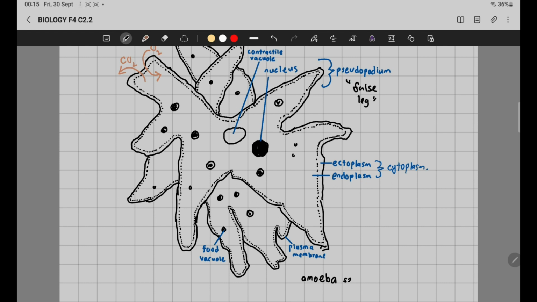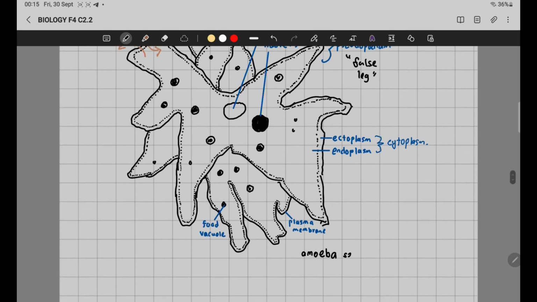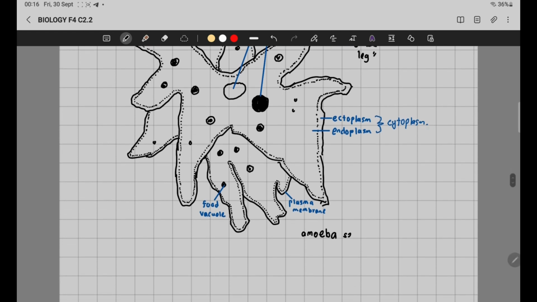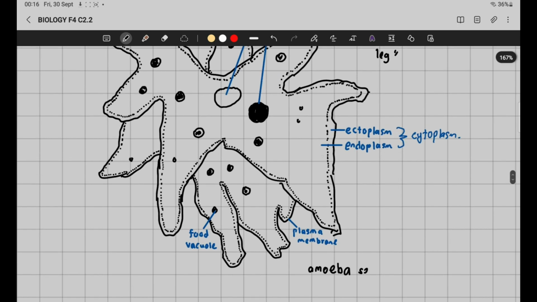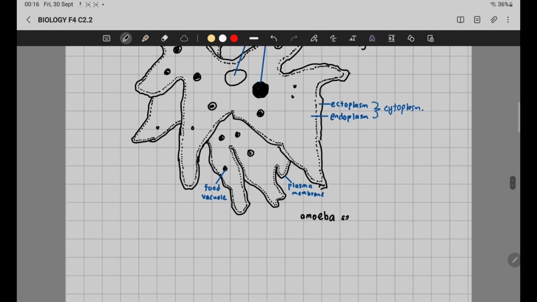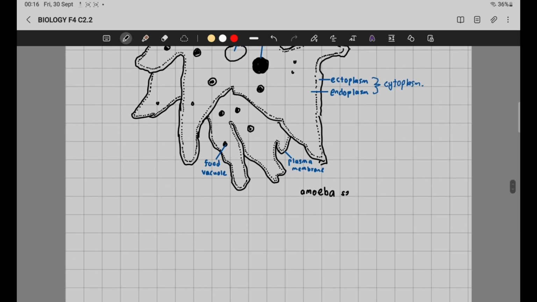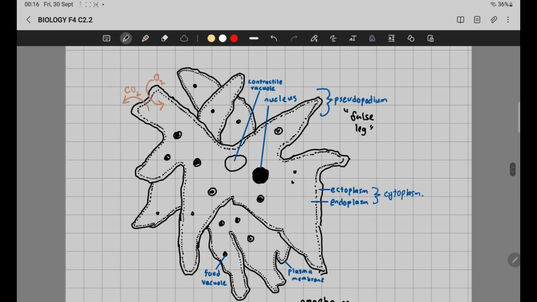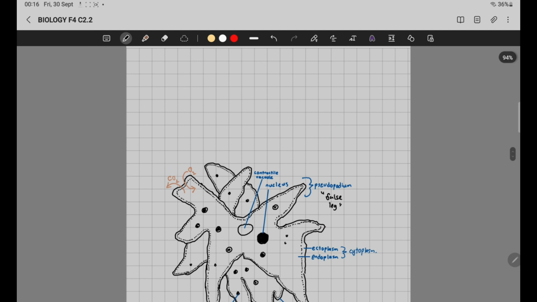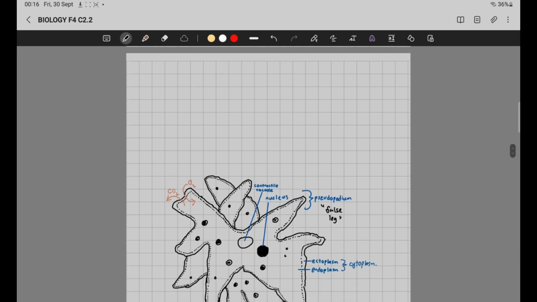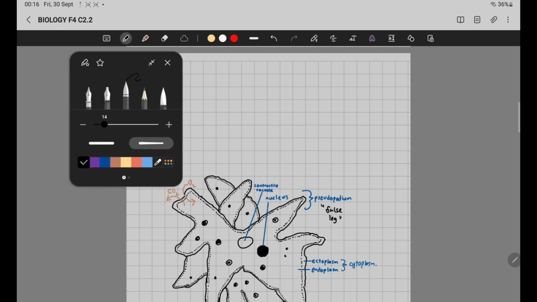I bet that you can guess what the pseudopodium does in the amoeba's life process. And we have cytoplasm, but we have endoplasm and ectoplasm. Both of these are cytoplasm for the amoeba. What is different is that we have a kind of barrier that separates the ectoplasm and endoplasm, and we also have the plasma membrane and the food vacuole. So that is our structure of the amoeba. So let's go into its life processes.